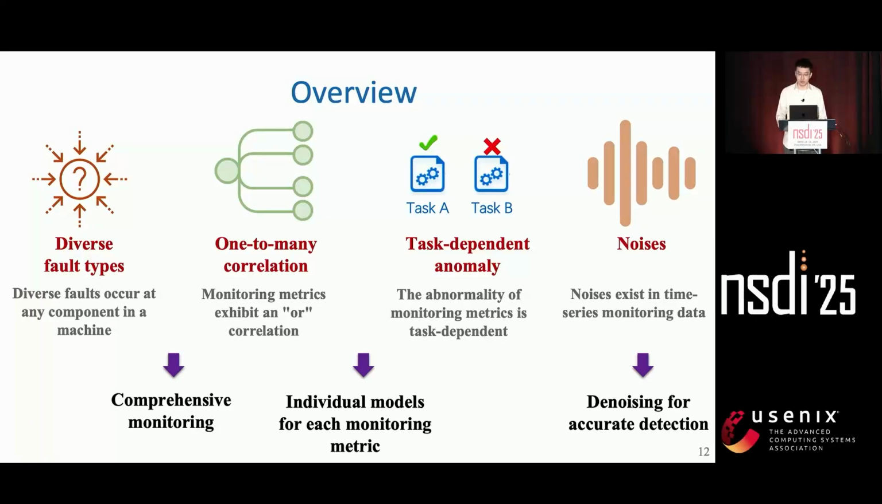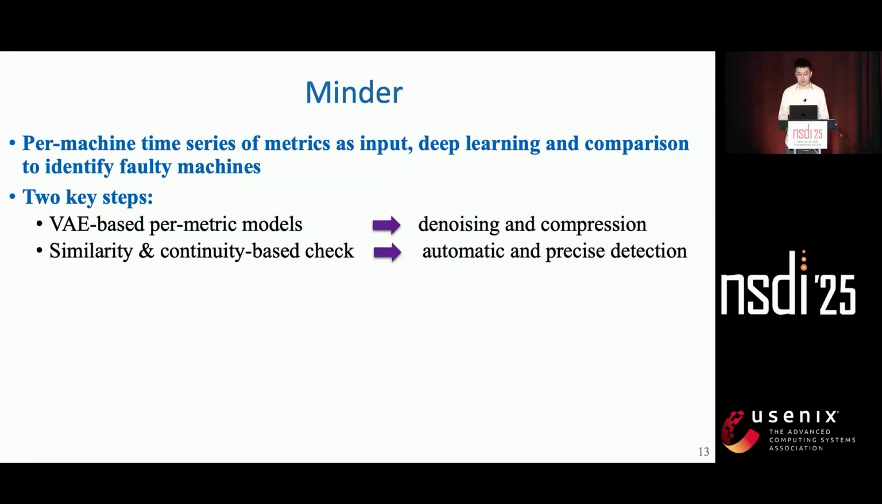To summarize, we incorporate multiple metrics from comprehensive monitoring and train individual models to address the complex correlations between fault types and metrics. These models are then applied for denoising, effectively filtering out jitters and noises in the data. With those insights, we built Minder, a fault detection system for large language model training. Minder processes metric data from each time window and generates an alert when a faulty machine is detected.